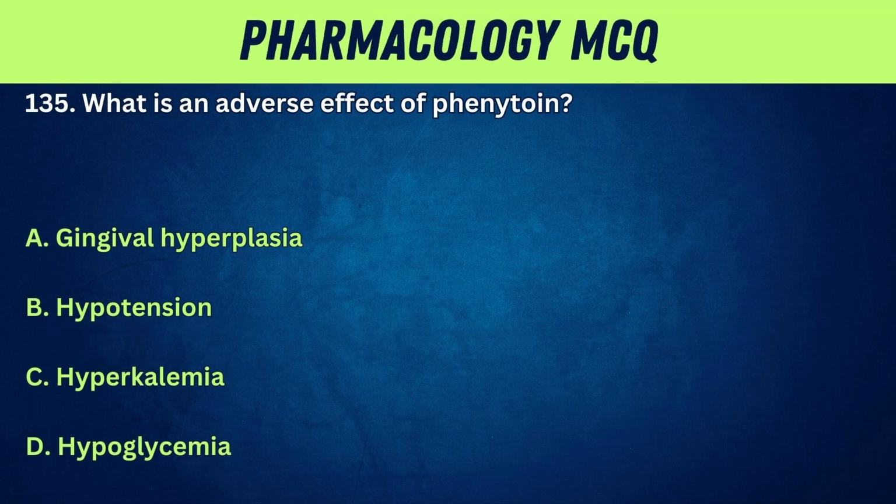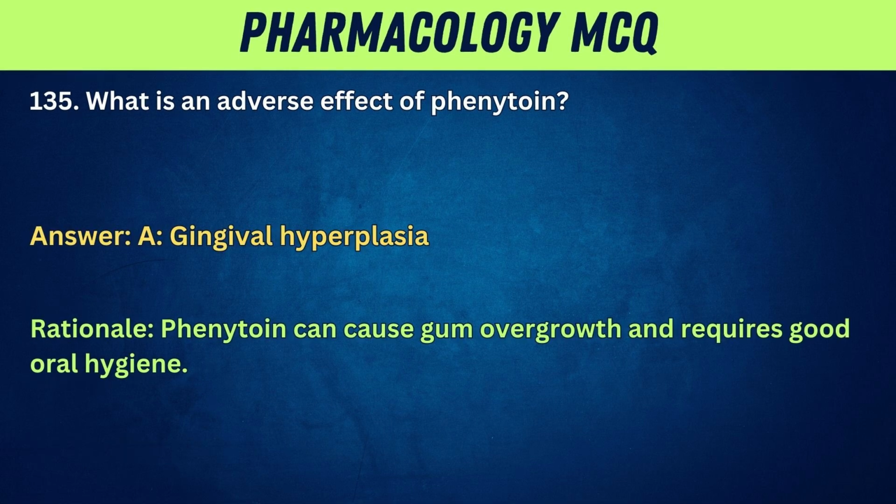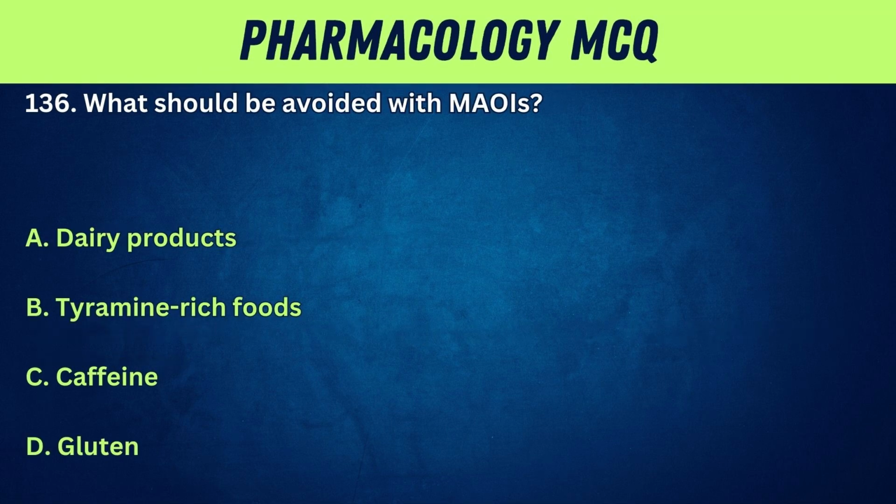135. What is an adverse effect of phenytoin? A. INR. B. Hypotension. C. Hyperkalemia. D. Hypoglycemia. Answer: A. Gingival hyperplasia. Rationale: phenytoin can cause gum overgrowth and requires good oral hygiene.